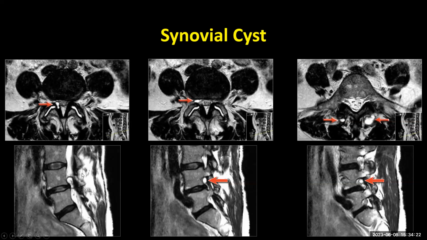This is the same cyst which is seen in the sagittal plane. So, if you're just seeing this, you might be more challenged. Oh, what's a cyst doing over here? But always go back to the axial, look for facet degenerative changes, and any cyst over here is more often than not a synovial cyst related to facet degenerative changes.